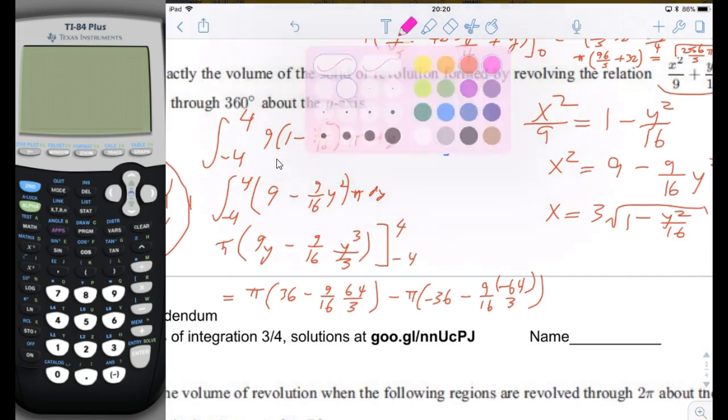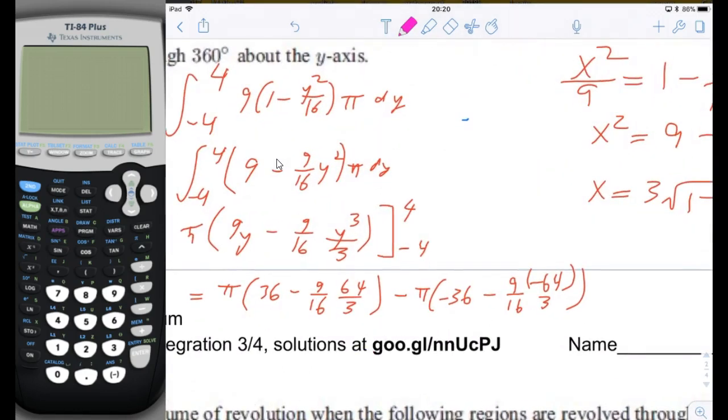And then let's try to simplify this. I'm going to simplify in a different color. So, for example, 16 canceled with 64 is going to be 4. 9 canceled with 3 is going to give me 3. So basically I have 36 minus 12 there, which is pi times 24. And then here I've got 16 canceled with 64 leaves me 4. 3 canceled with 9 leaves me 3. So now I have -3 times -4, which is positive 12. Positive 12 minus 36 is -24 pi. And then minus that. So actually it's going to be pi 24 plus pi 24, which is going to be 48 pi.